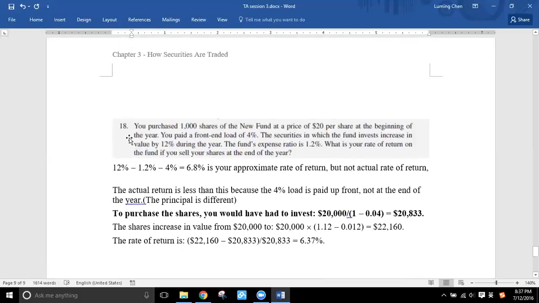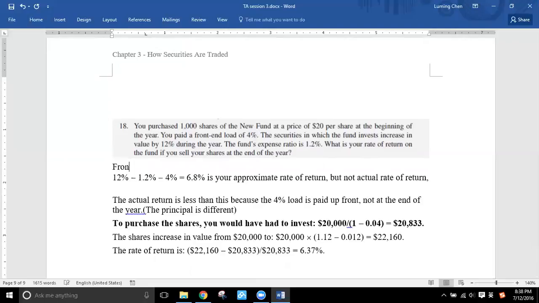Number 18 is an interesting question. You purchased 1,000 shares of the new fund at a price of $20 per share at the beginning of the year. You paid a front-end load of 4%. So what is a front-end load? The front-end load is the percentage you pay to enter the market, or enter the fund.